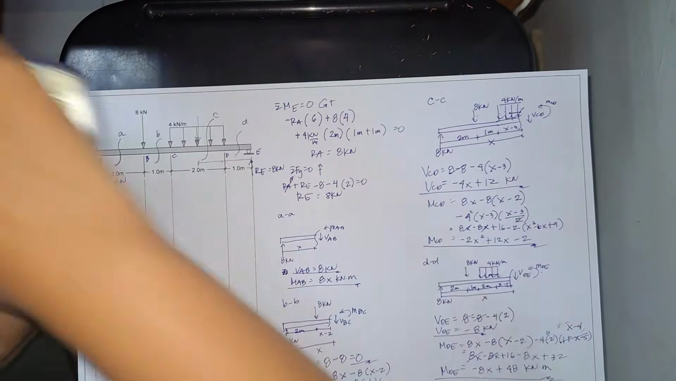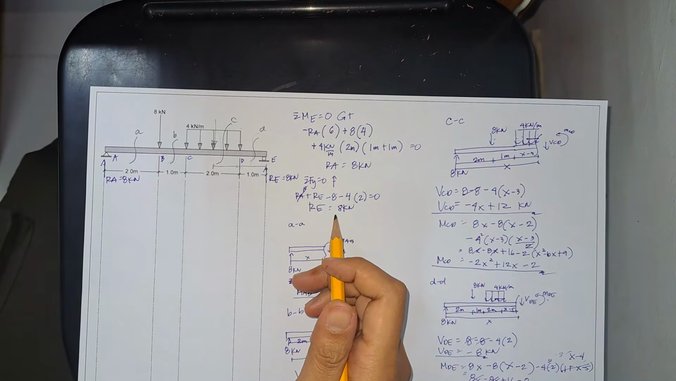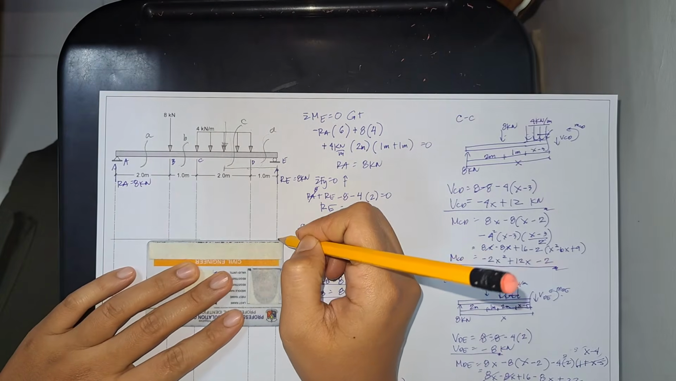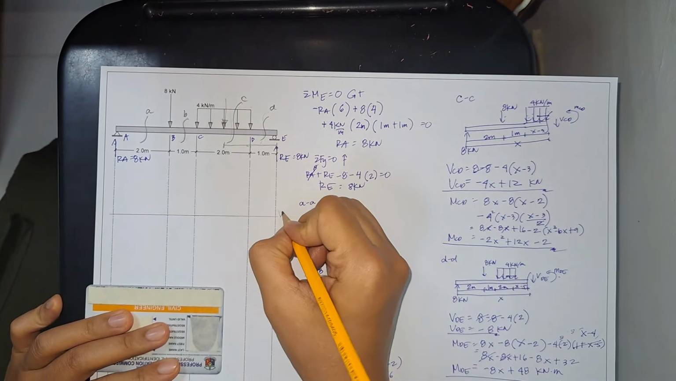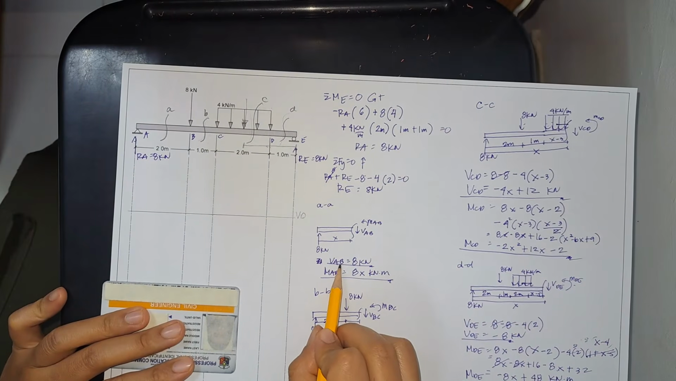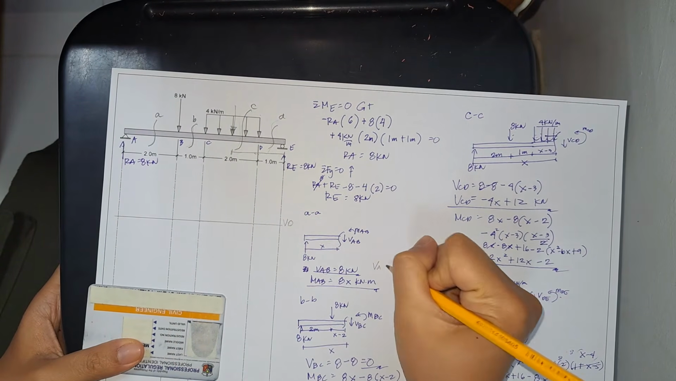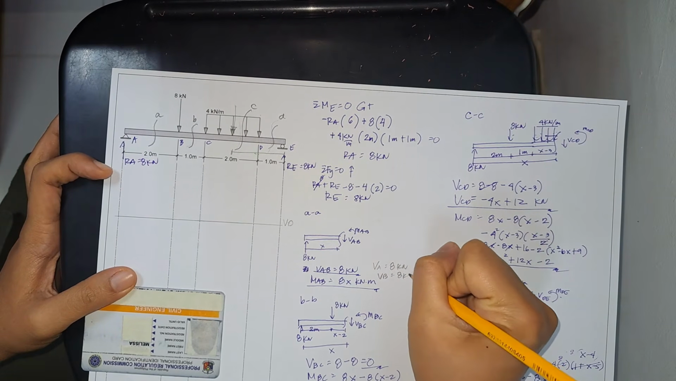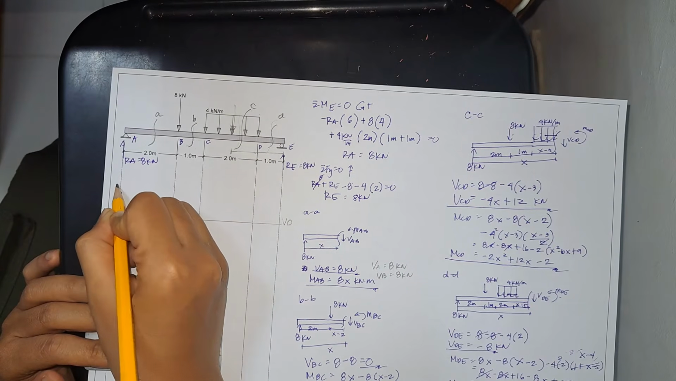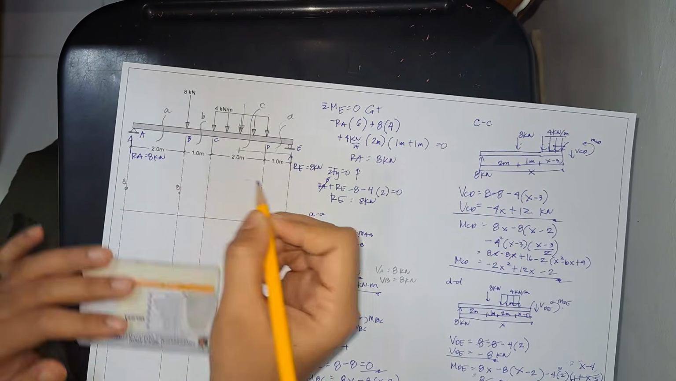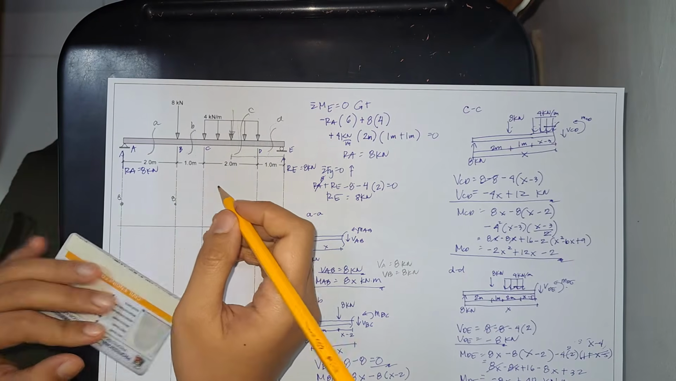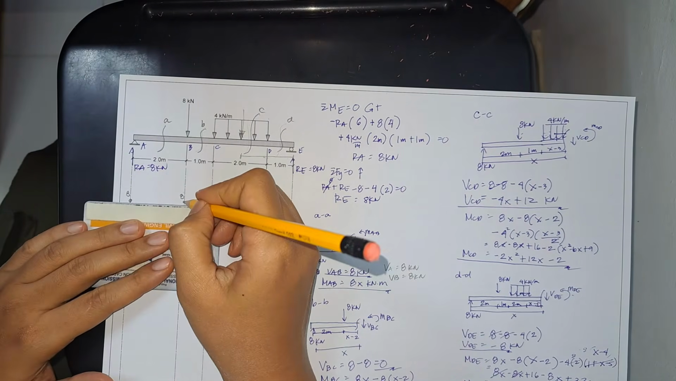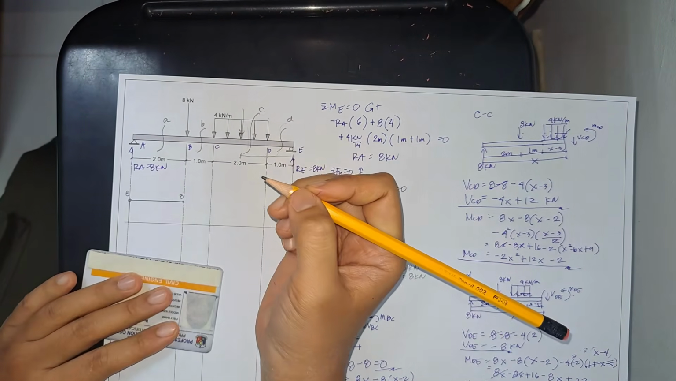So now let's plot our diagram. For our shear diagram, at point A, 8 kilonewton. Point B is also 8 kilonewton. So, positive 8, positive 8. Let's connect the dots so we won't get confused later. So we have here 8, a straight line.